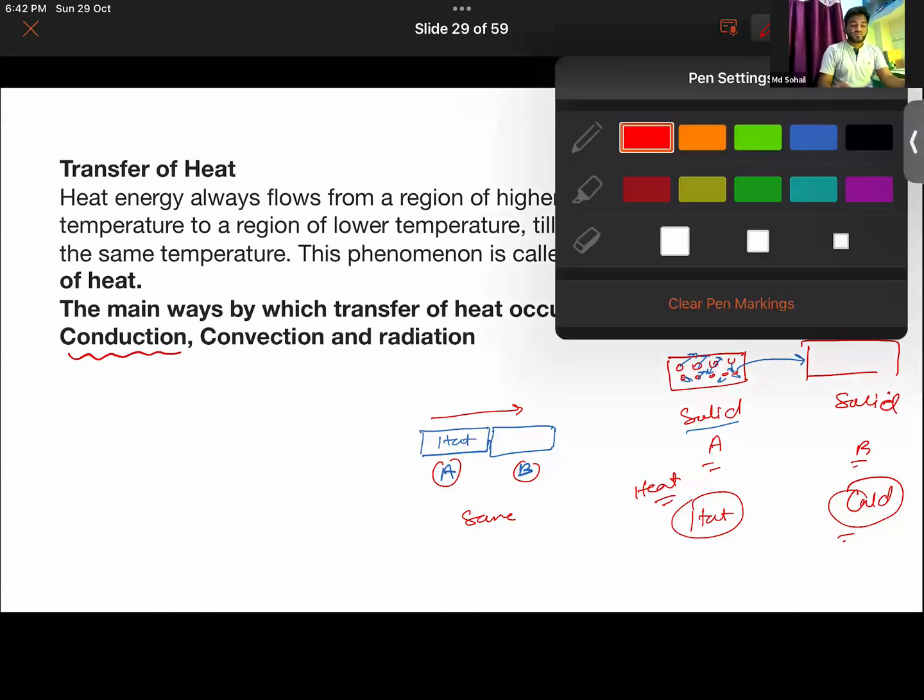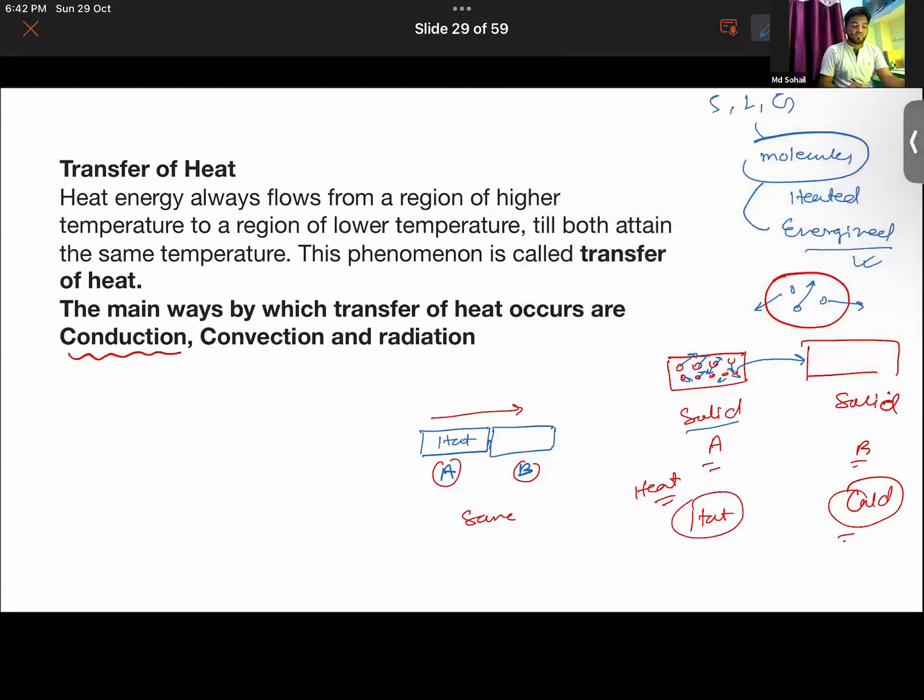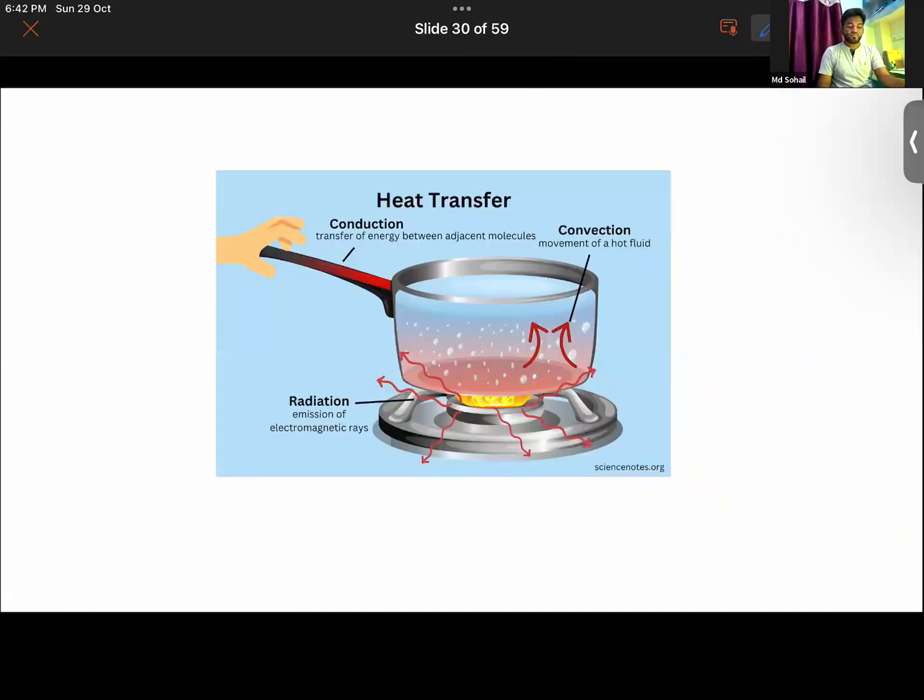And if you consider mediums which are liquid or gaseous in state, heat will transfer via the convection process. Have a look at this example. It's a classic example where we get to see all three modes of transfer of heat. Conduction, convection, and radiation can all be observed here.